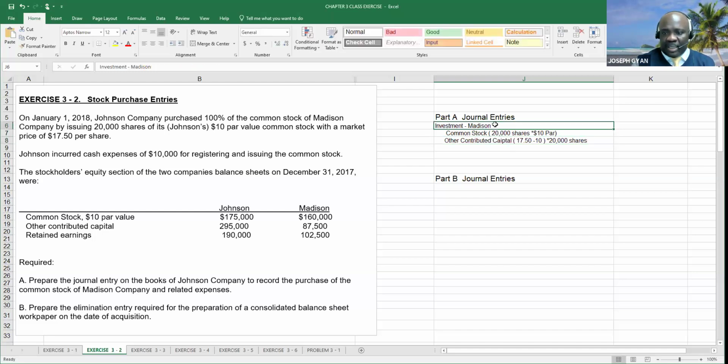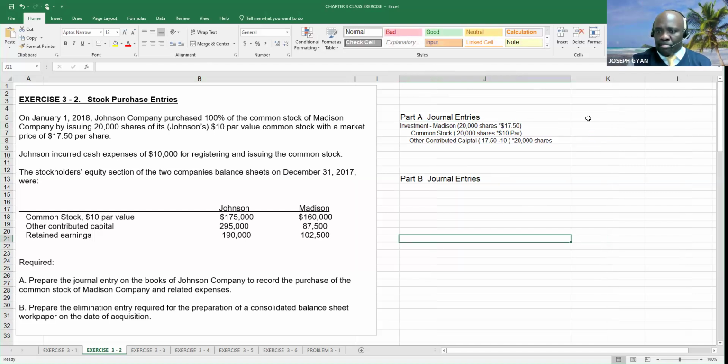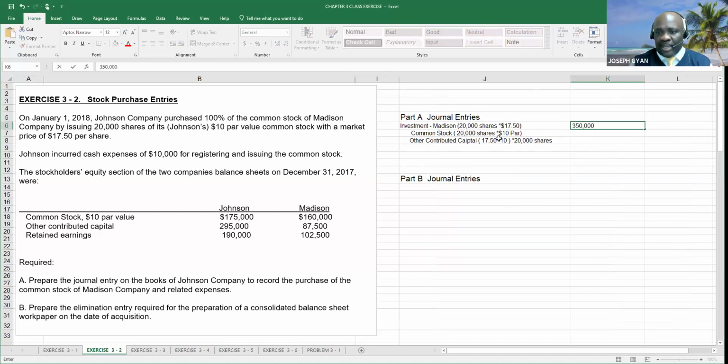And our investment in the company is equal to the 20,000 shares times 17.50. Any, please, those who can give us the numbers, I'll be happy. I got 350,000. So 350,000. And if you break it down, this gives us 200,000, and this is 150,000. Is that okay?